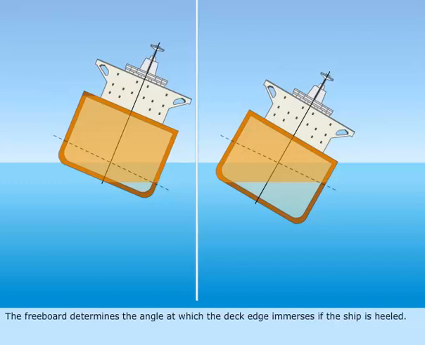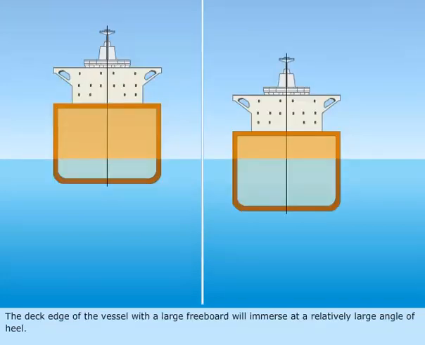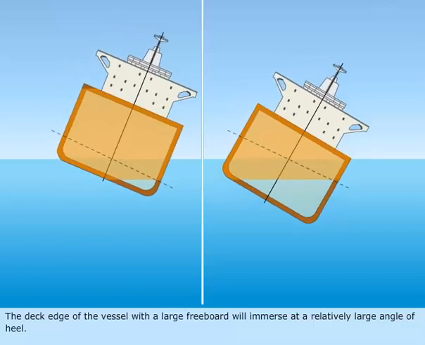The freeboard determines the angle at which the deck edge immerses if the ship is heeled. The deck edge of the vessel with a large freeboard will immerse at a relatively large angle of heel. The deck edge of the vessel with a small freeboard will immerse at a relatively small angle of heel.